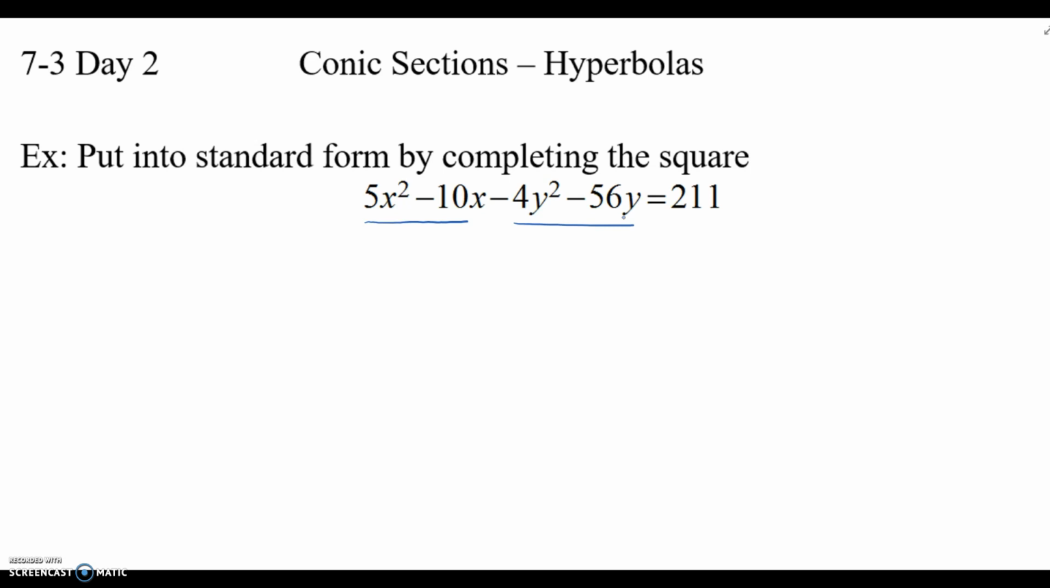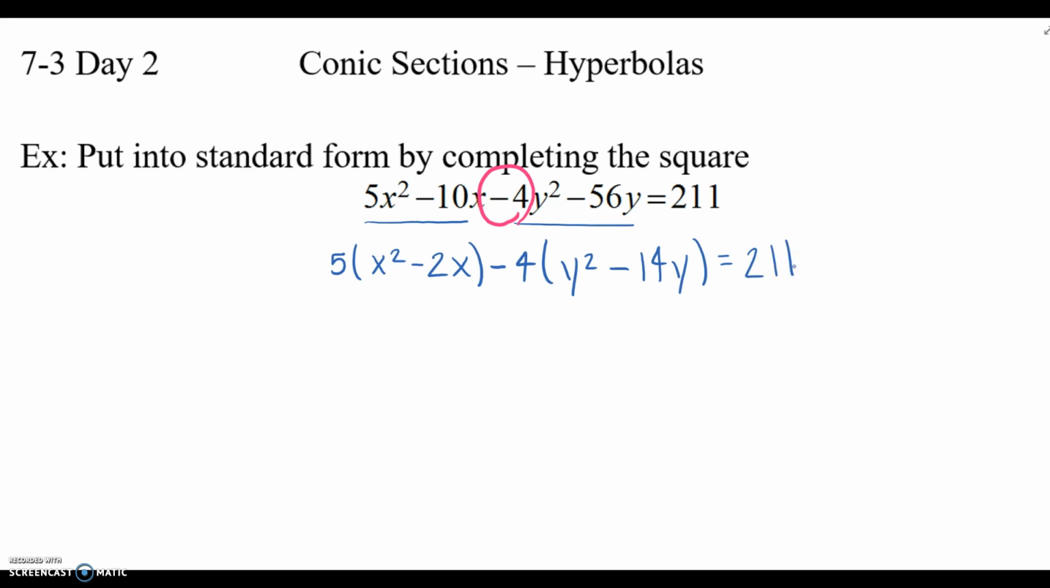So our constant currently is 211, and it's already on the right side, so we don't have to manipulate it, but if it's not, you do. So the first thing we're going to do is factor out the a value. So we'll have 5 parentheses x squared minus 2x. And then this is what's really important. You need to make sure you factor out that negative. So this is going to become minus 4 parentheses y squared minus, and 56 divided by 4 is 14.